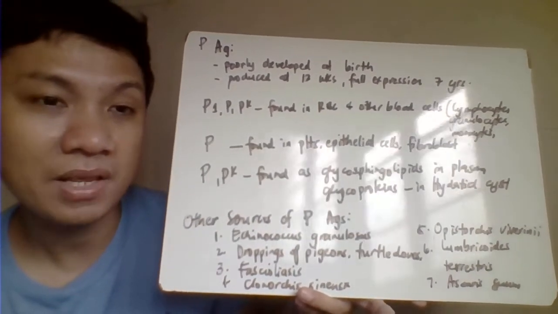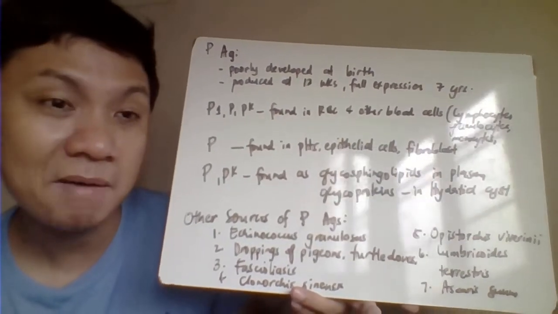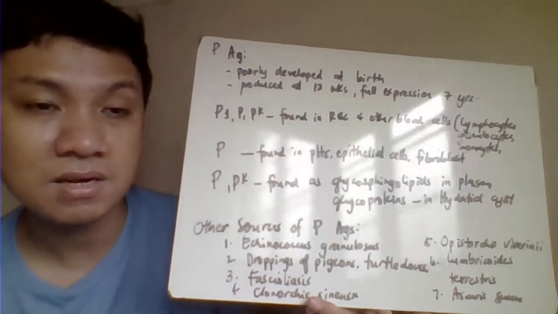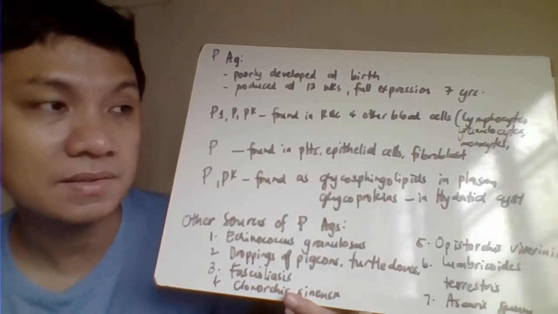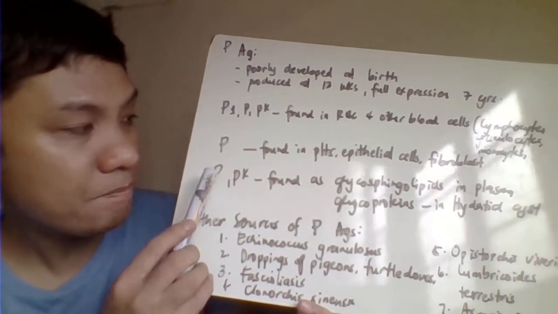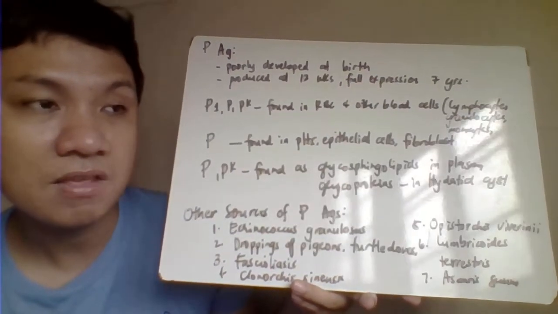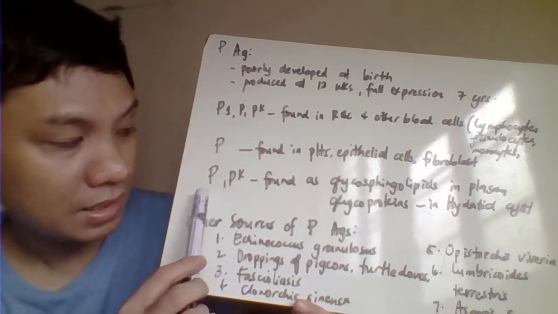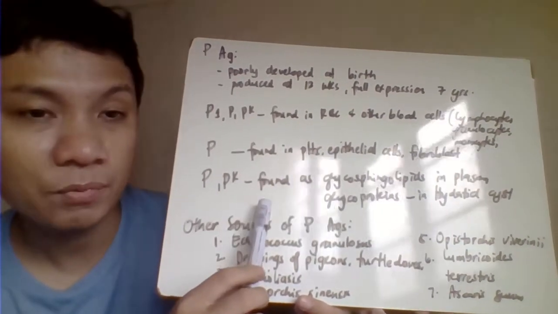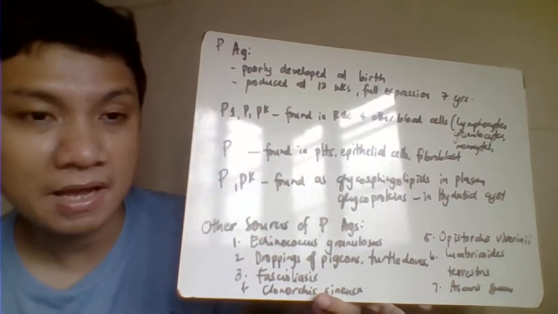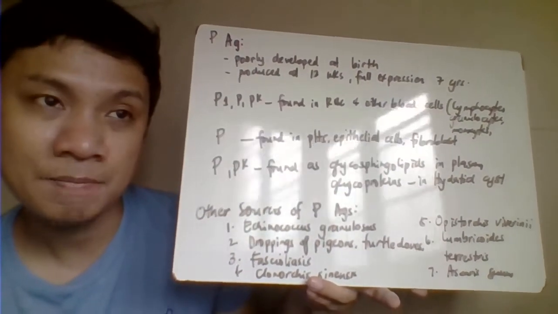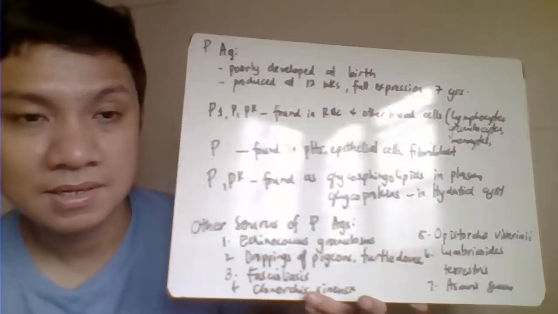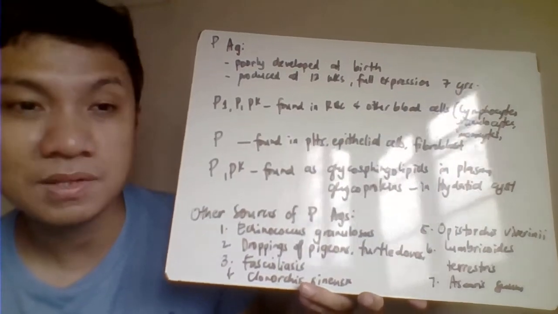Again, this one could be found not only in your blood cells, di ba? Ang MN natin, nasa RBC lang siya. Ito, aside from your RBC, could also be found in other blood cells or body cells, including your lymphocytes, granulocytes, monocytes, and even your platelets. Your P naman could be found in your platelets, epithelial cells, and even your fibroblasts. The PK, usually they're found in the plasma as glycosphingolipids in chemical composition. But when they are derived from your hydatid cyst, the Echinococcus granulosus na parasite, diba?